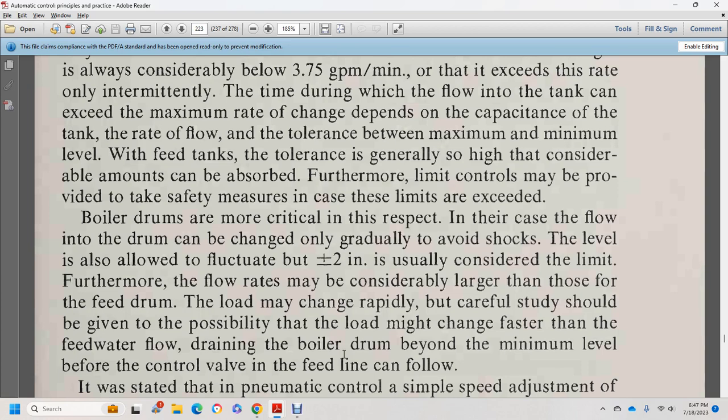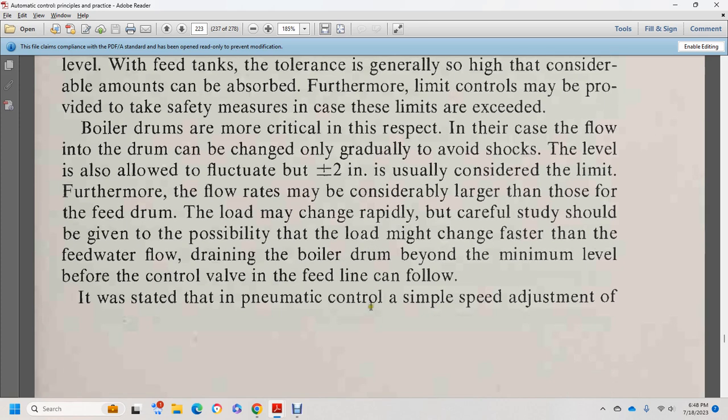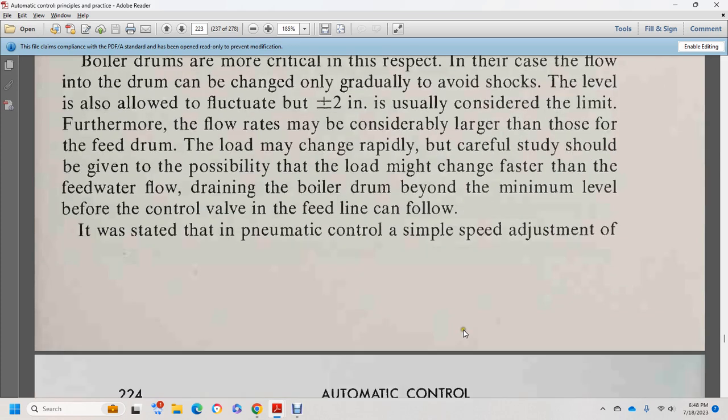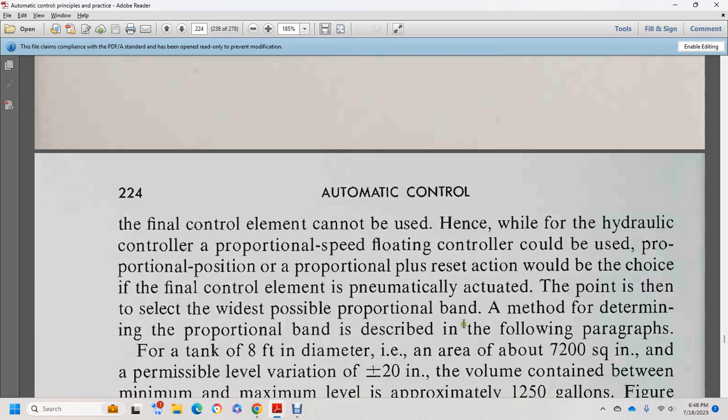Furthermore, flow rates may be larger than the feed to the drum, and the load may be changed rapidly. The case must be carefully studied, given the possibility that the load might change faster than the feed water flow, draining the boiler drum beyond the minimum level before the control valve of the feed line can follow. With pneumatic control, a simple speed adjustment of the final control element cannot be adjusted well. With hydraulic control, proportional speed floating control can be used, or proportional position, or proportional plus reset action, which uses a pneumatically actuated final control element. Select the widest possible proportional band.